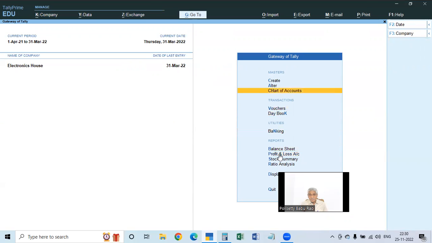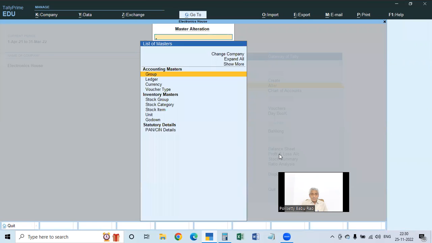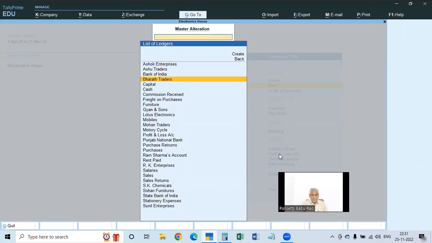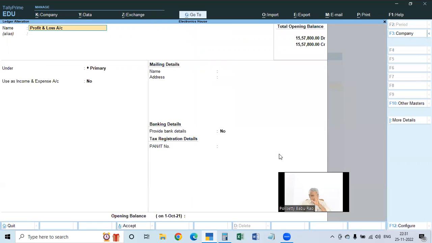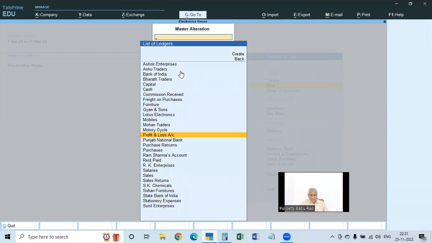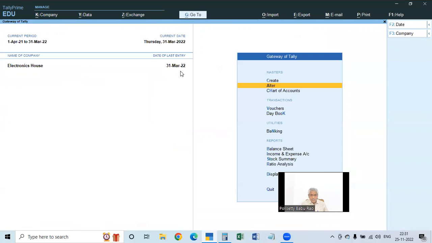Go to the alter menu, then ledger, select ledger, and then go to profit and loss account. The name is profit and loss account only, it will not change. We should not change this here. Come down to "use as", meaning use this profit and loss account as income and expense account. Select yes, then save with Ctrl+A. So in the ledgers it will be profit and loss account only.